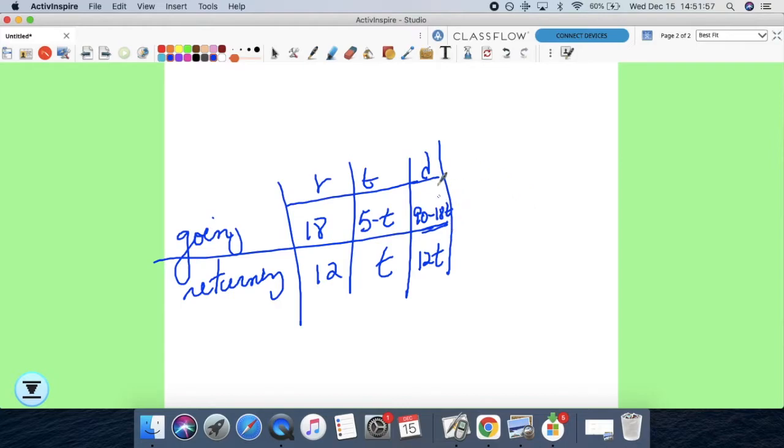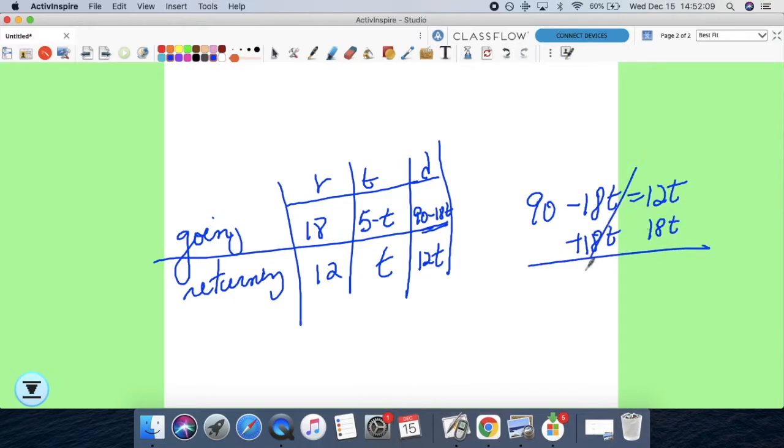We know that the distance going and the distance returning are the same. So that's how we set up our equation: 90 minus 18t equals 12t. We're going to add 18t to both sides. 90 equals 30t. Divide both sides by 30, and t equals 3. So returning took 3 hours, and obviously going took 2 hours, right?